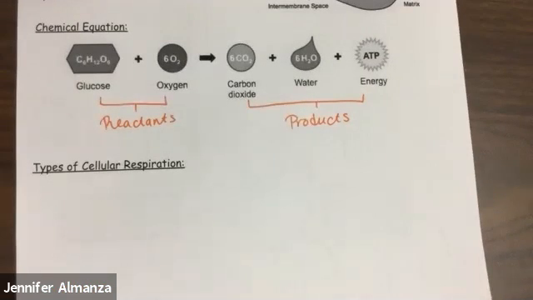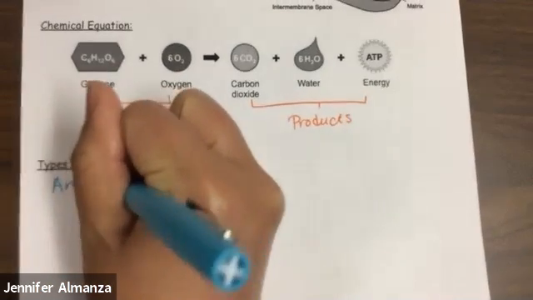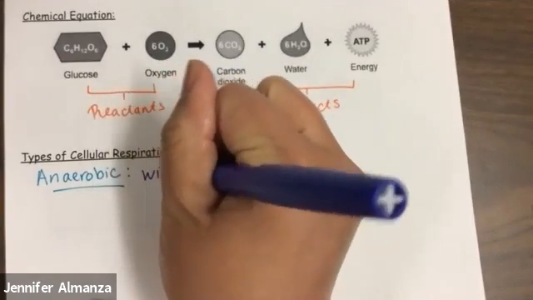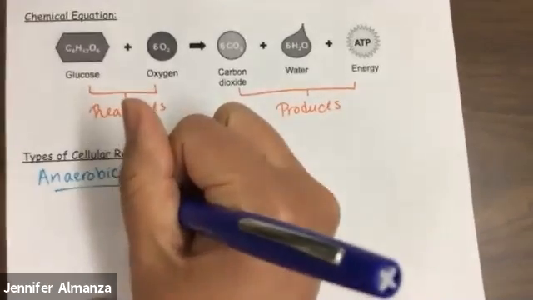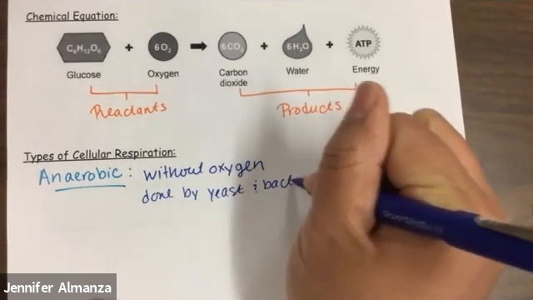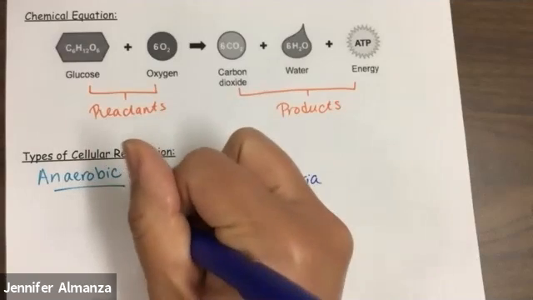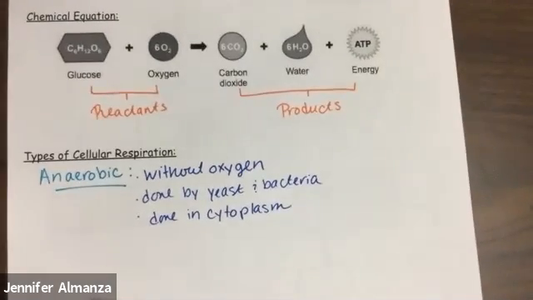So we do have two types of cellular respiration. So our first one is called anaerobic. Okay, so we have anaerobic respiration. Anaerobic very simply means without oxygen. So that means that things like yeast and bacteria are who's going to perform anaerobic respiration. Also, because it's yeast and bacteria, we said they don't have a mitochondria. So anaerobic respiration is done in the cytoplasm.